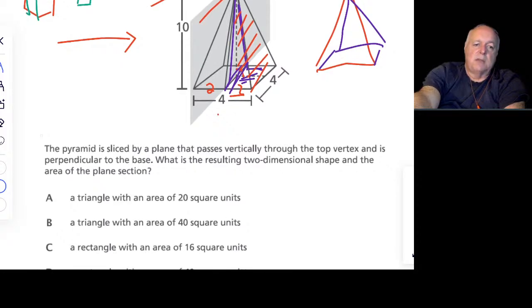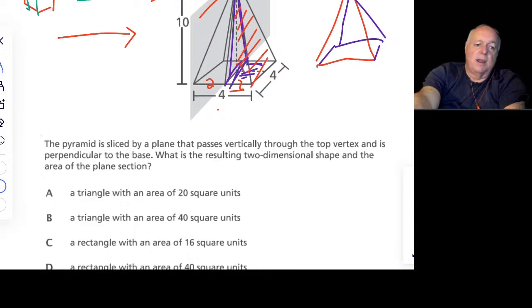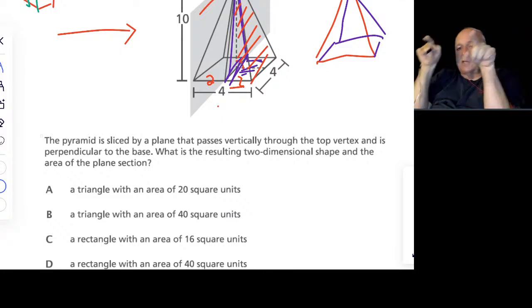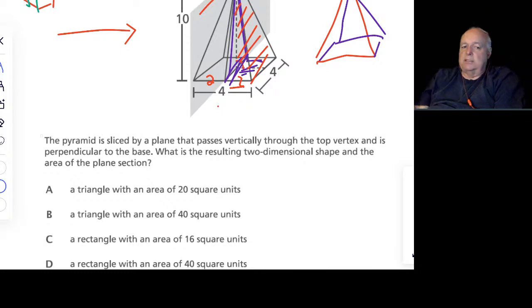So we already talked about that the two-dimensional shape, if we were looking at what I did, is the red there, okay? If we look straight at it from the arrows I showed and the red with the purple in the background, that's a triangle. So already we can rule out C and D. There's no rectangle. The only thing that possibly a rectangle is the two bases.